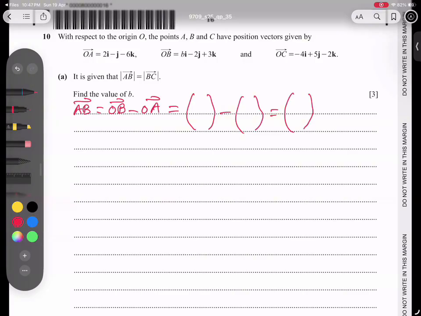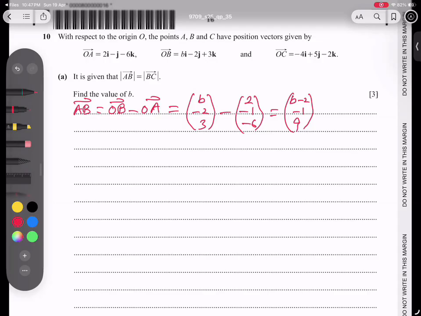OB is b, negative 2, 3. I have taken the coefficients of i, j, k. And OA comes from here, 2, negative 1 and negative 6. And the first value I'm getting is b minus 2. Second I'm getting negative 1. And the last one I'm getting 9. So this is clear.